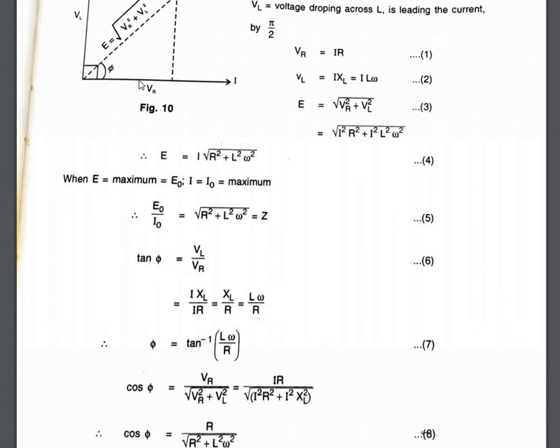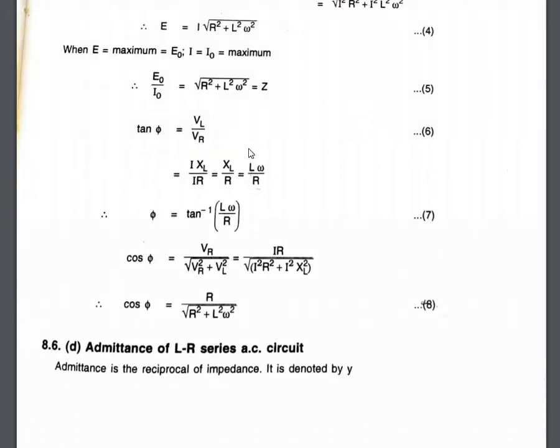So from this figure, what is cos phi? Cos phi is equal to adjacent side VR divided by hypotenuse, that is square root of VR square plus VL square. So from this vector analysis also, we will get VL is equal to IR divided by square root of I square R square plus I square XL square. So you will get cos phi as R divided by square root of R square plus L square omega square. So this is the vector analysis of an LR circuit.